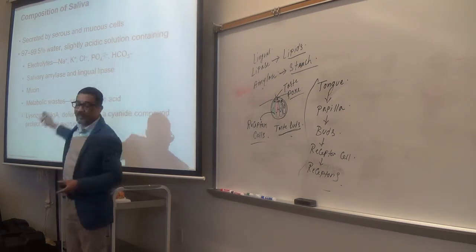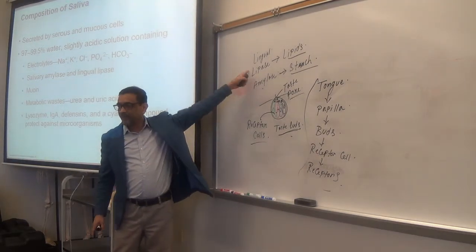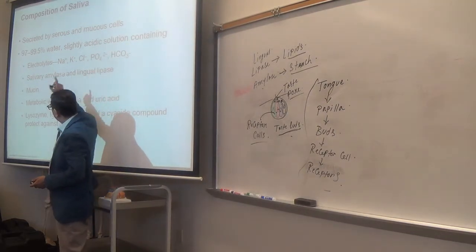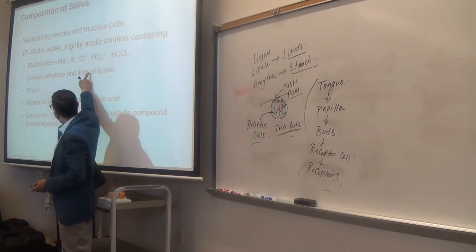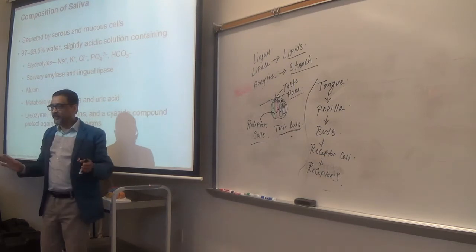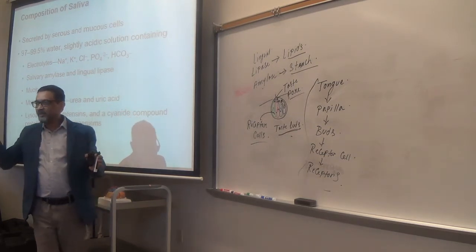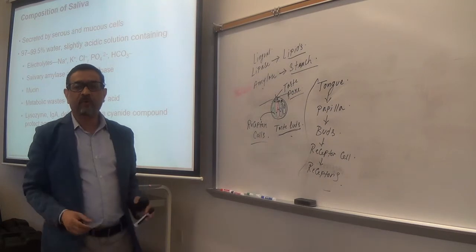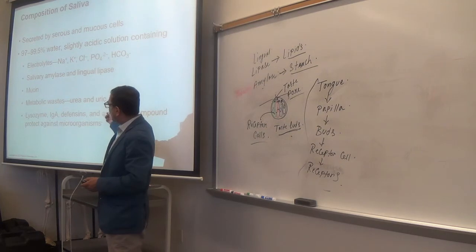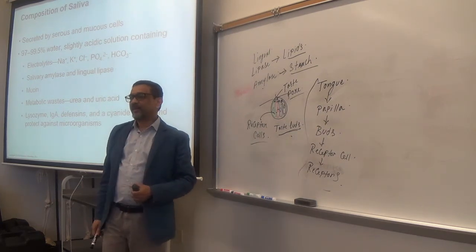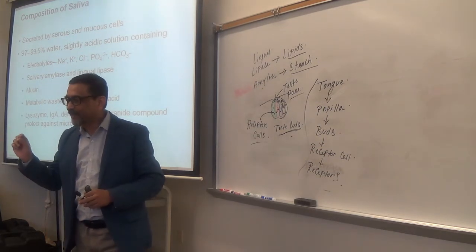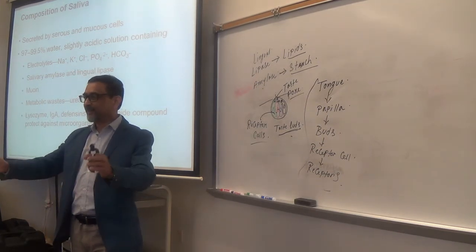Salivary amylase, lingual lipase, right? I mentioned here. So those two chemically digest the carbs and lipids. Got it? Carbs and lipids, no protein. Mucin, did I mention mucin? Sticky, right? So that helps to form the food bolus. Small amount of metabolic wastes, urea, uric acid, are excreted through saliva, but small amount, right? Mostly through what? Urine.